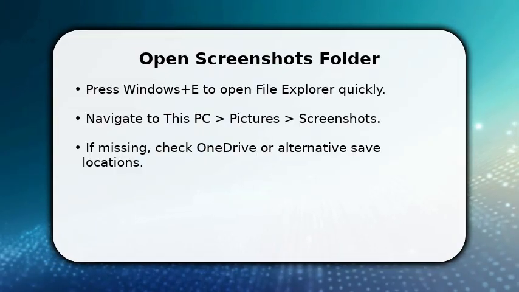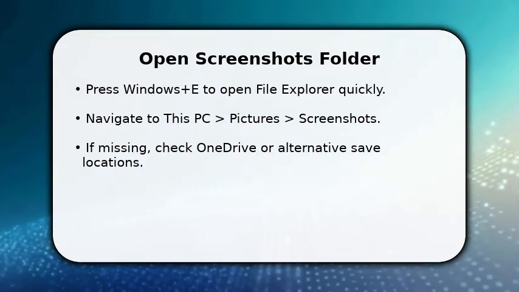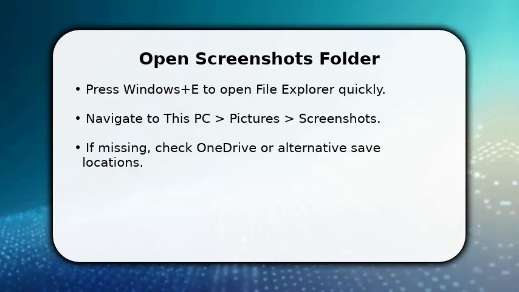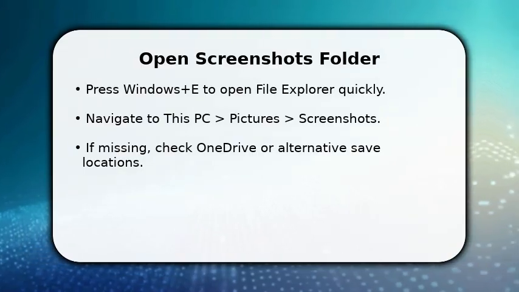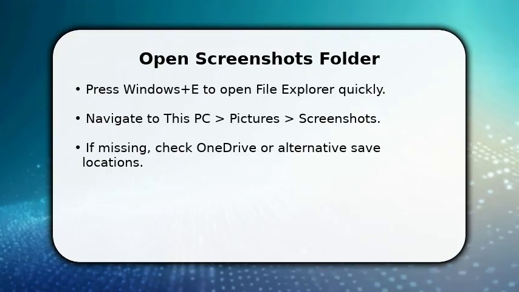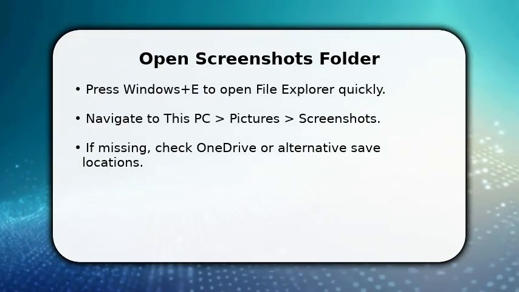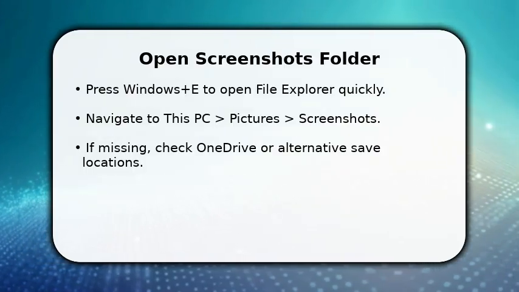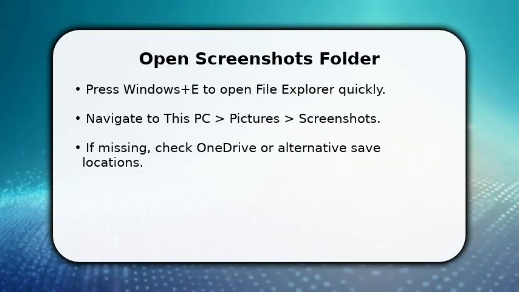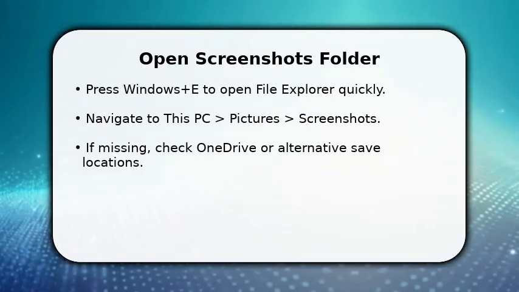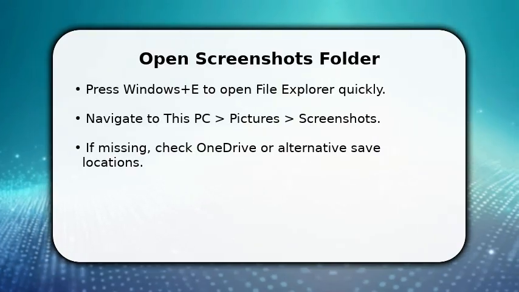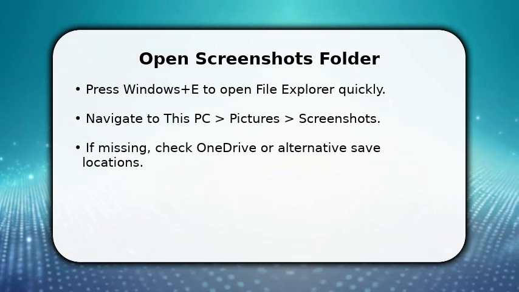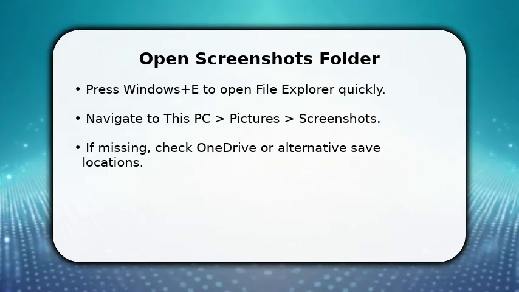You start by getting to the folder that usually stores captures. Press Windows plus E to open File Explorer, then go to This PC, open Pictures, and select the Screenshots folder. Once done, make sure you can see file details like date and type so you can identify recent captures. If you synced OneDrive, look under OneDrive Pictures Screenshots instead. This first step locates where Windows 10 keeps automatically saved print screen images and avoids searching randomly across drives.